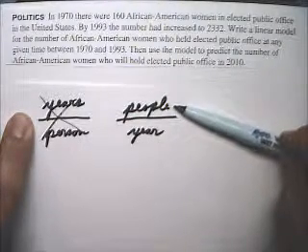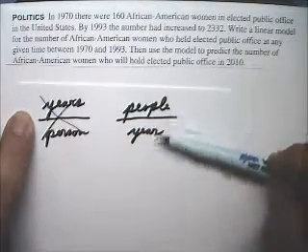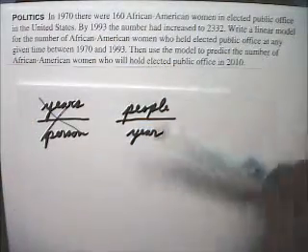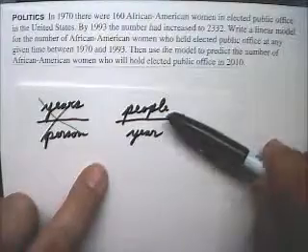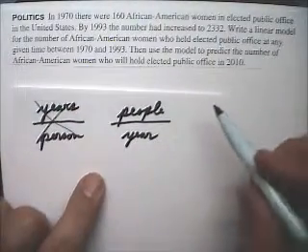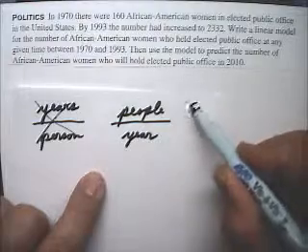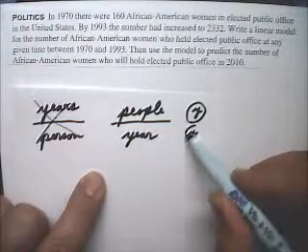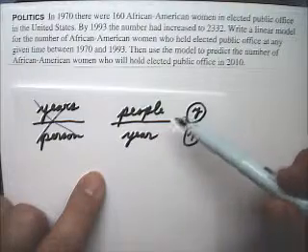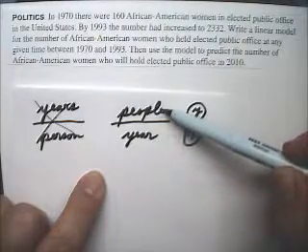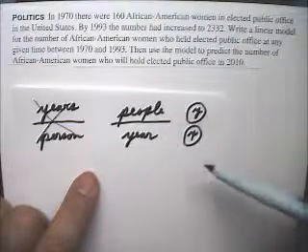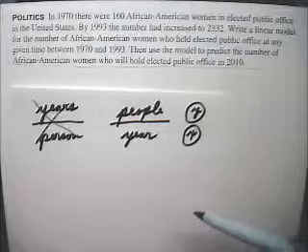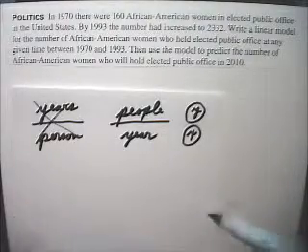That has to do with slope, the number of people per year that increase. These African American women in public office increase. So this is the rate that we're concerned about, and this tells us a lot. This is going to tell us that this is y and this is x. And if we were going to graph it, the people would go on the vertical axis and the years would go on the horizontal axis. So we get a lot from this. From this we can figure out how to do the slope.